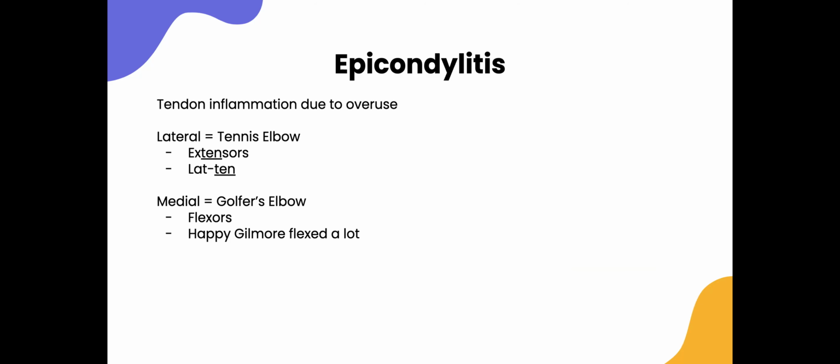Basically, again, overuse equals inflammation here, with the tennis elbow being our extensors, therefore the lateral ones. I'm not really sure about this mnemonic. If you guys can memorize that, that's good enough. And then the medial one is golfer's elbow. I got confused reading this one a lot, but I would memorize the fact that Happy Gilmore, if you know the movie with Adam Sandler, flexed a lot, and so it's the medial epicondyle because that's where our flexors attach. So this is all based on the action. In tennis, you use your extensors a lot. In golf, I guess you use your flexors more, and the flexors attach at the medial epicondyle, the extensors attach at the lateral epicondyle, or most of them.